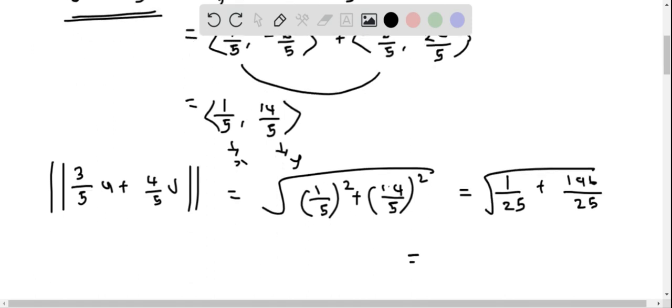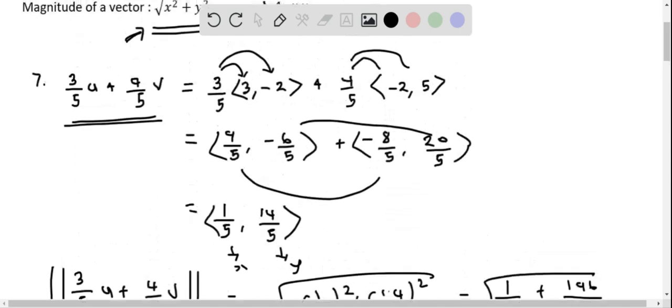So this is equivalent to the square root of 197 by 25. We can write this as the square root of 197 divided by 5, because the square root of 25 is 5. So this is the magnitude of the given vector, that is for the 7th vector.